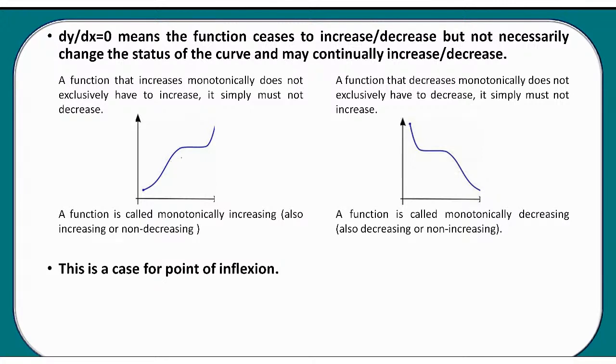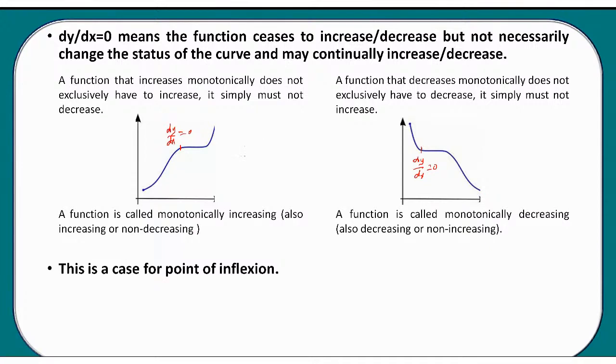So if you observe this graph, here dy by dx equal to 0 and the status of the curve is not changing. Again, it is going on increasing. Similarly, here the status of the curve is dy by dx equal to 0. The status of the curve is not increasing. Again, it is going down. It is in a decreasing state.